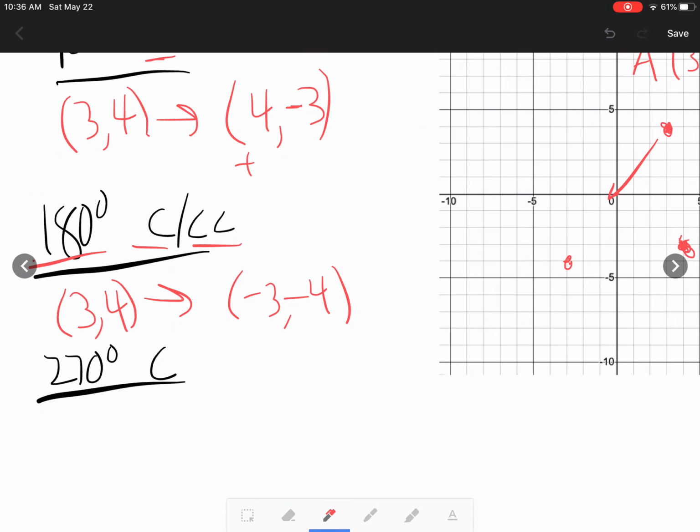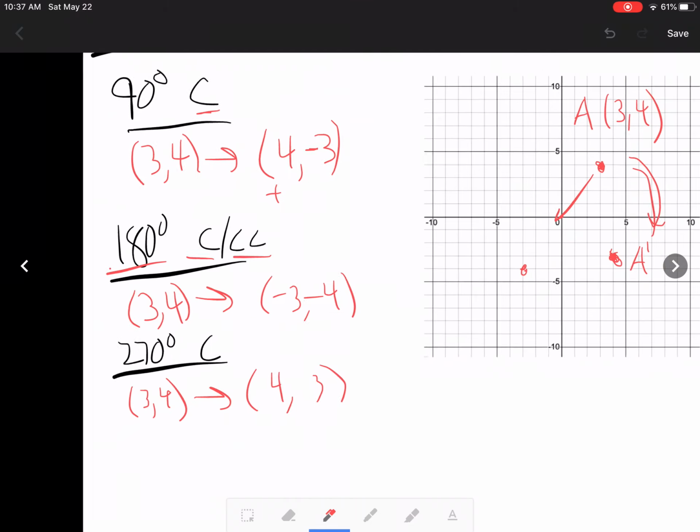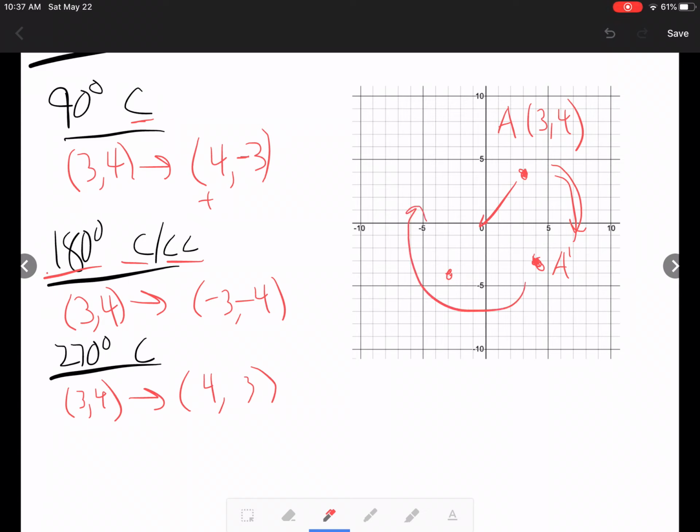Now for rotating it 270 degrees, we'll go 3, 4. Again, we swap the places of it, and we don't know about the sign yet. Let's go with 4, 3. Now, if we're going 270 degrees, that means we're in this quadrant right here. We've got to look at which one's positive, which one's negative. All the y values are positive, but the x value is negative. So it'll be -4, +3. And there we go. There is our rotation of 270.